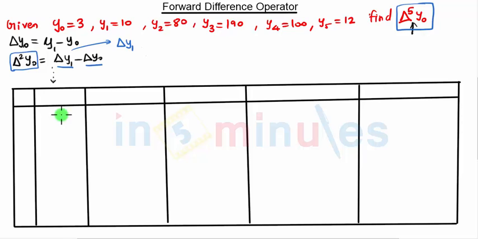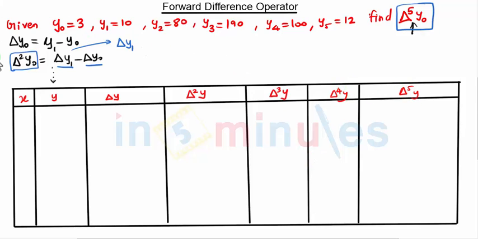So what is the difference table? The difference table will make this calculation very simple. Here we write the initial variable x, here we write the variable y, here we write the first difference delta y, here we write the second difference delta square y, third difference, then fourth difference, and fifth difference.